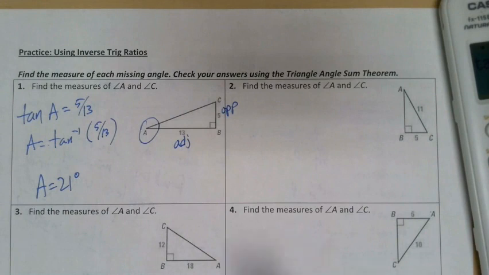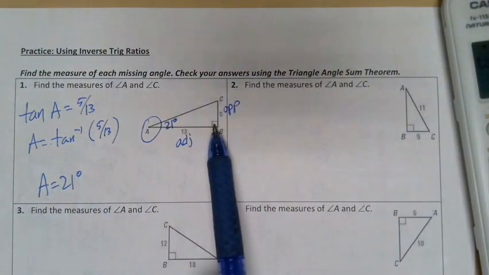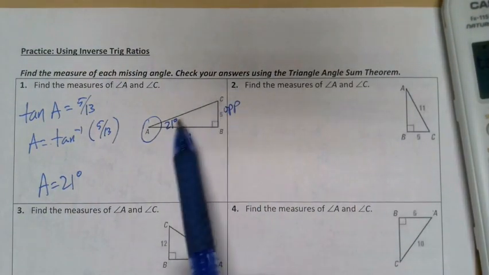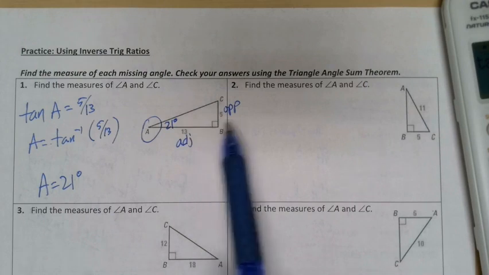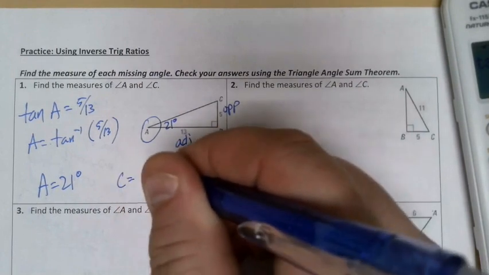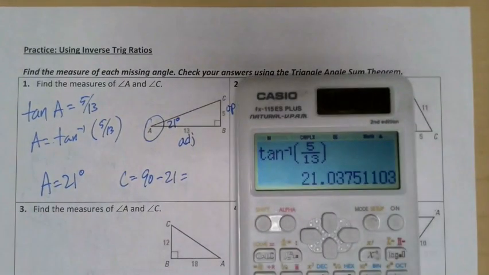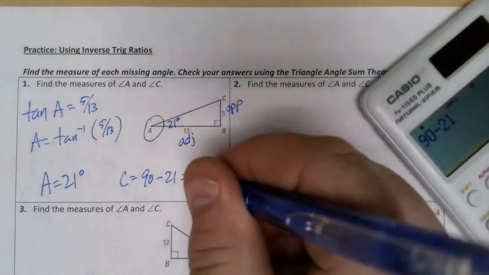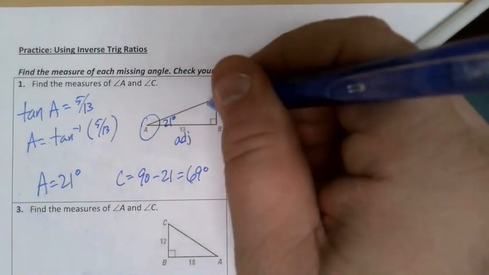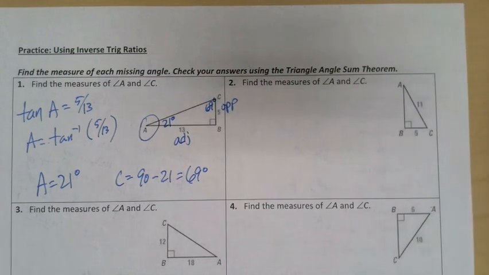Now, guys, check this out. If I know that A is 21 degrees, and I know that's 90, these two have to add up to 90, right? Because 90 plus 90 makes 180. So all I have to do to find C, this angle right there, is I just have to go 90 minus the 21. And 90 minus 21 gives me 69. So that's 21 degrees. That's 69 degrees. And there's my problem. See? Easy peasy.